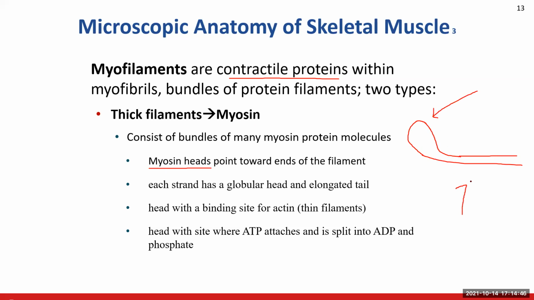Now the head has 2 binding sites on it, 1 and 2. One of those binding sites is for our thin filament, actin, so we call that the actin binding site. The other one is going to be the ATP binding site. Well, we need ATP. ATP is our energy currency, so it makes sense. So we have one binding site for actin. The other binding site is for our ATP.